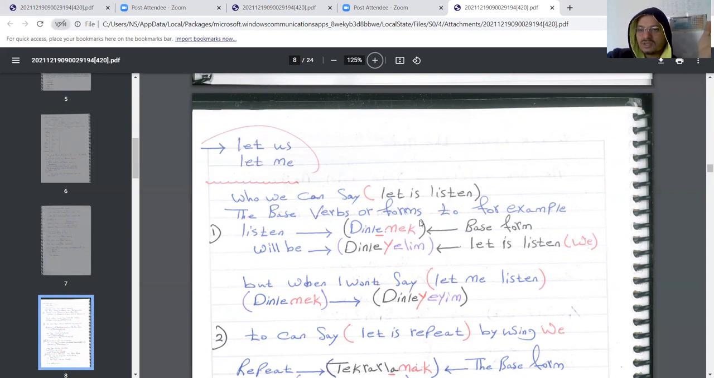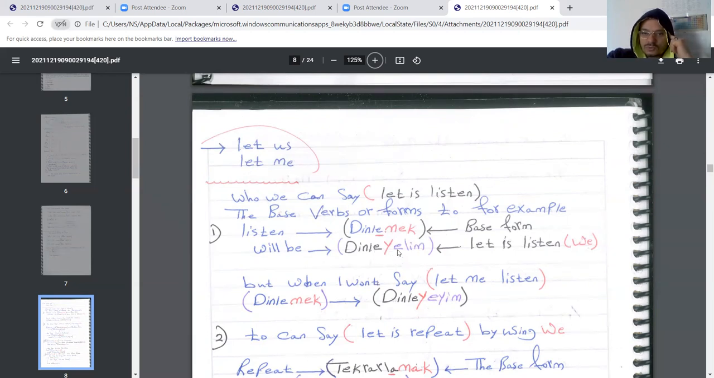if ince, if light, we will put another form, like here, dinlemek. It's ince harf, that means light letter, because of that I put mek. If I'm facing another heavy letter, I will put mak. We have two constant forms when we're dealing with the base verbs. Here, listen, that means dinlemek, will be dinleyelim. I will put this elim.